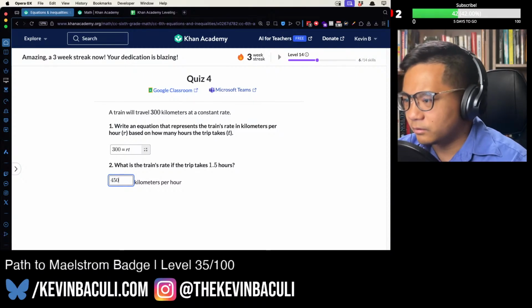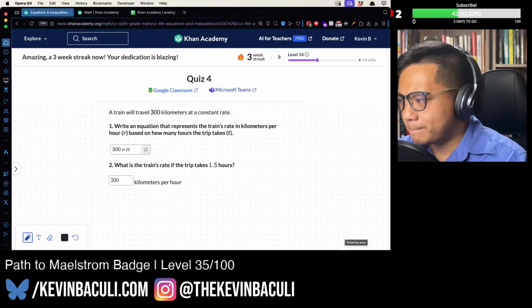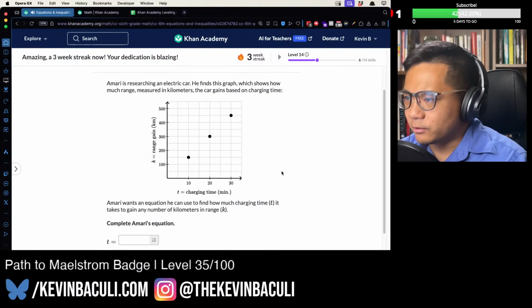$450. I don't know. 200. Yeah, because yeah. Amaria is searching for an electric car. She finds this graph which shows how much range, measured in kilometers, the car gains based on charging time.